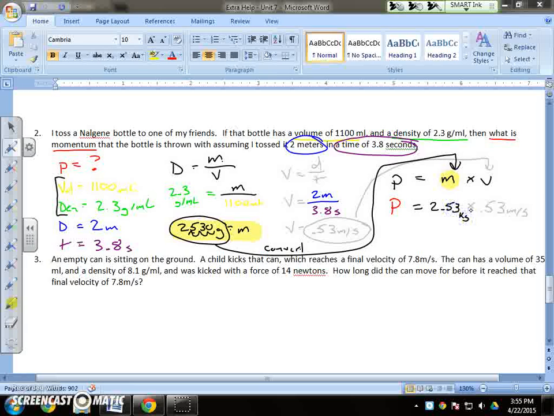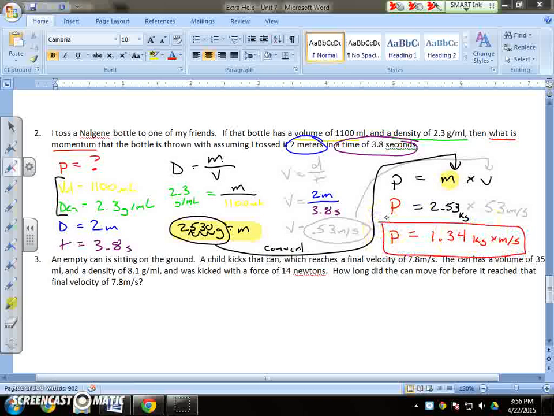And we would really have 2.53 kilograms. So in order to find that momentum here, I take P and I take 2.53 kilograms times 0.53 meters per second, and I am left with a nice little 1.34 kilograms times meters per second. So our momentum is going to be 1.34 kilograms times meters per second.